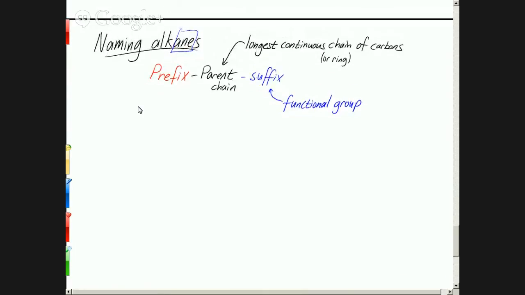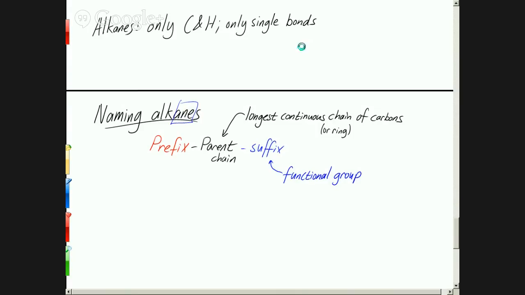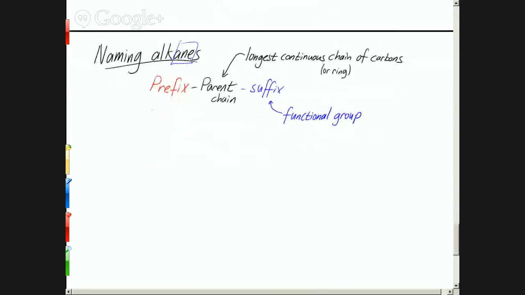Would you like me to write it down? Let's find some spot. So alkanes: only carbon and hydrogen. Only single bonds. So molecules with just carbon and hydrogen and just single bonds, which are most of the molecules we've dealt with today, except for those few that had some other stuff on them, like F or OH. Things like propane, butane.